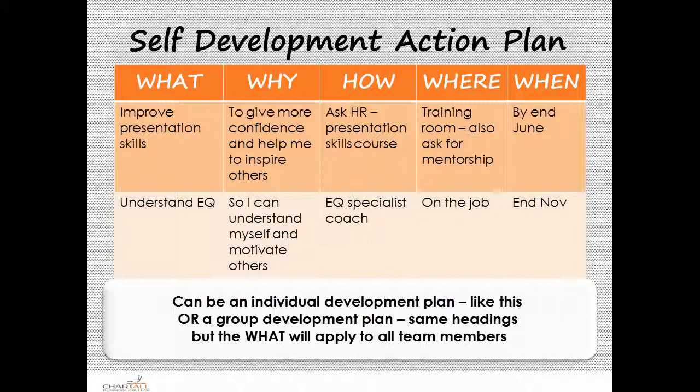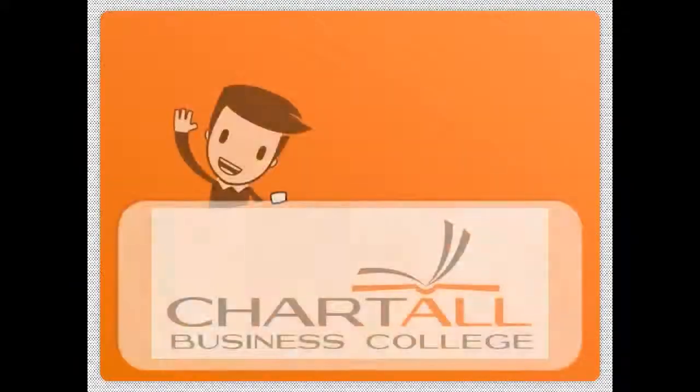How are we going to do that? Well, maybe we have to ask the HR department to do a presentation or provide a skills course. Where would we do that? In the training room, or maybe we have to go to a course, or maybe we get a mentor allocated to us, and then by when, so we have some finite end to the process. Laying out a plan like this is part of what we call having SMART goals. It's an acronym for specific, measurable, agreed, realistic, and time-framed.